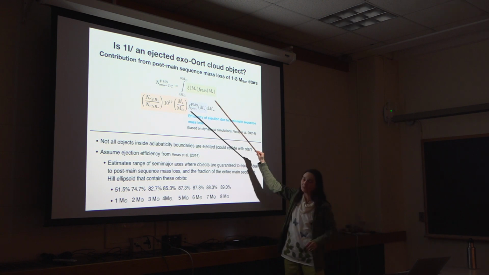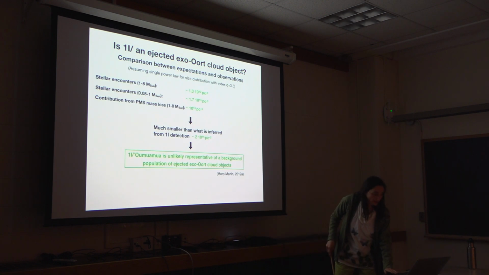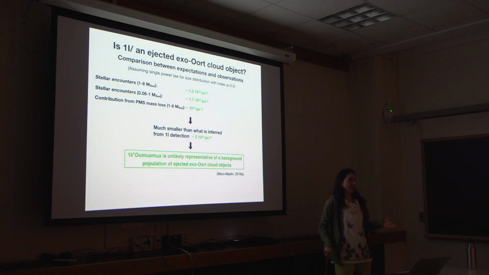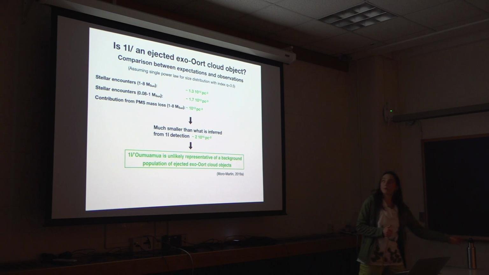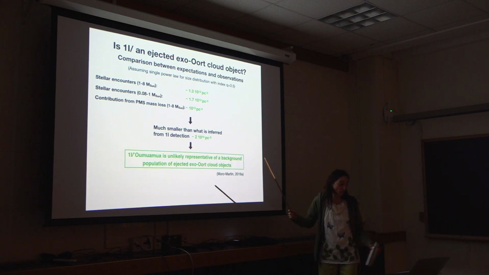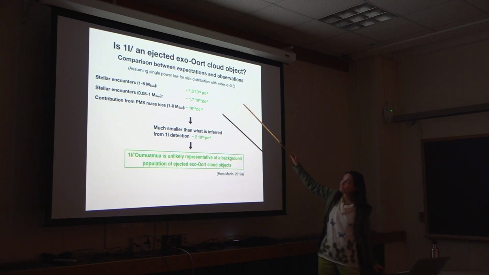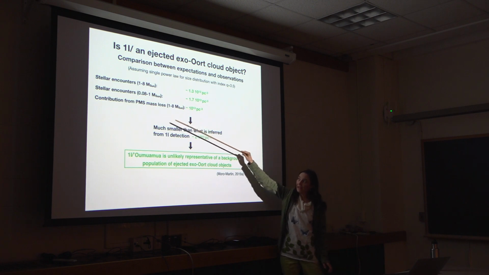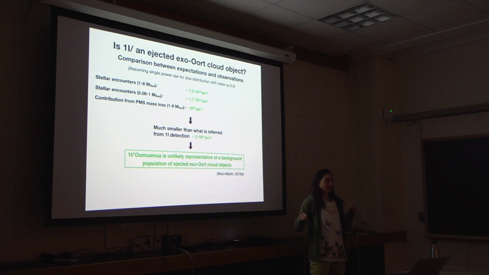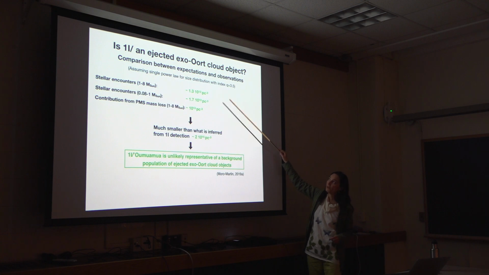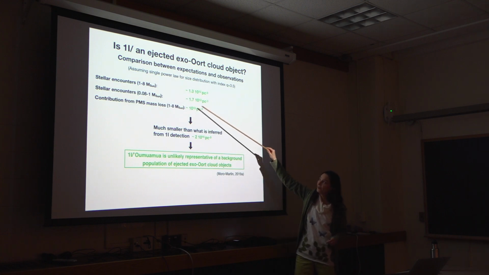So I plug these numbers in here, and then I compare them to the number of objects that we infer from the detection of Oumuamua. And when you compare all those numbers, the number density of objects larger than Oumuamua that we infer from its detection is 2 times 10 to the 15 objects per cubic parsec. And this compares to these numbers here.